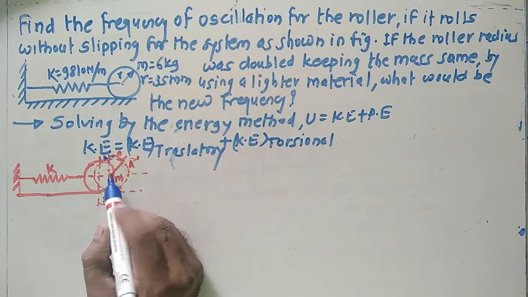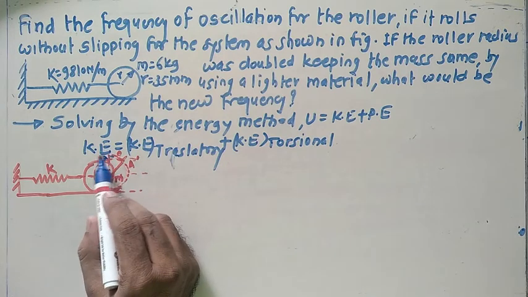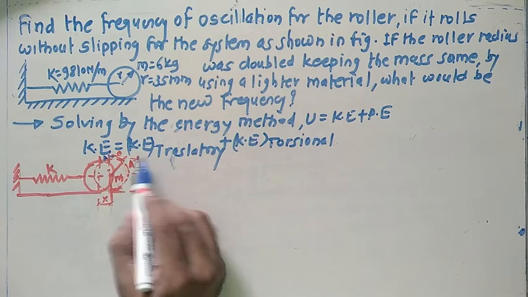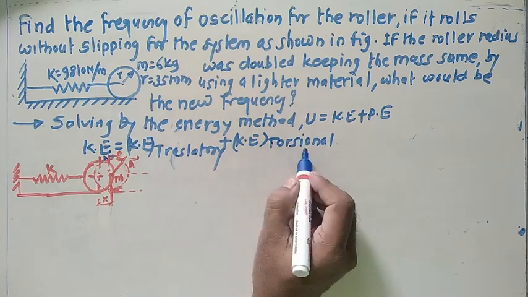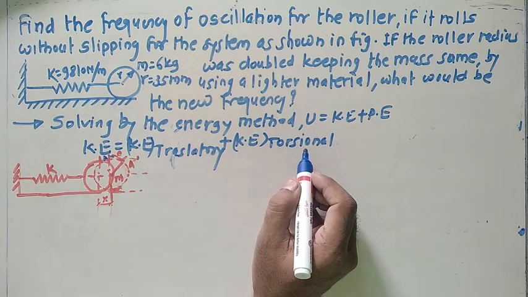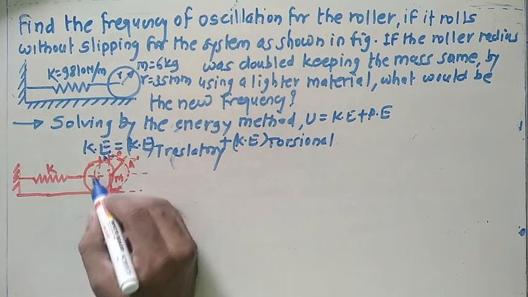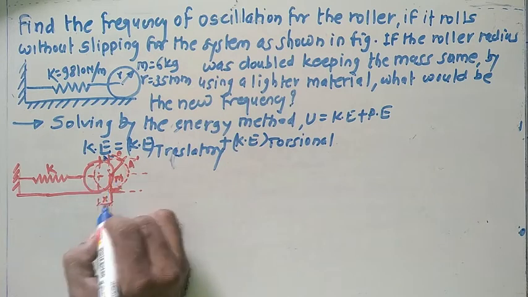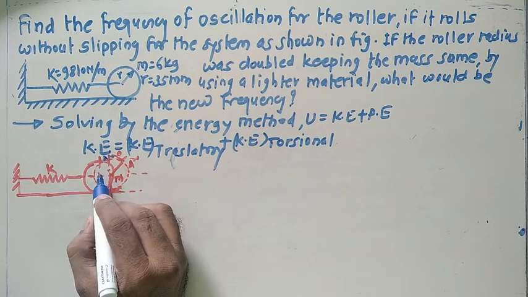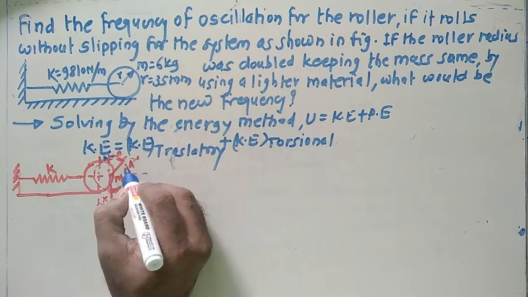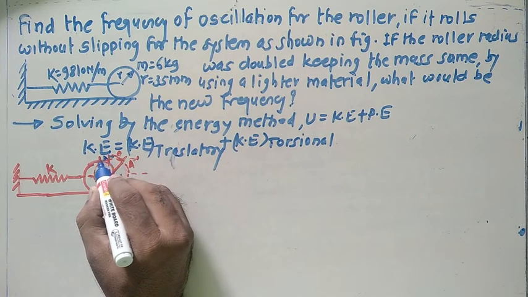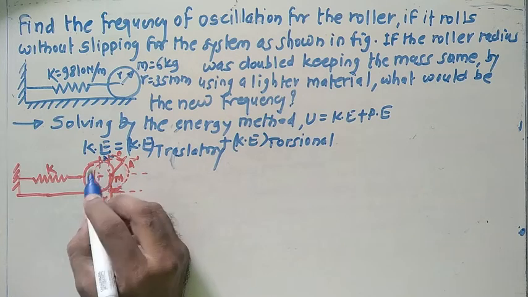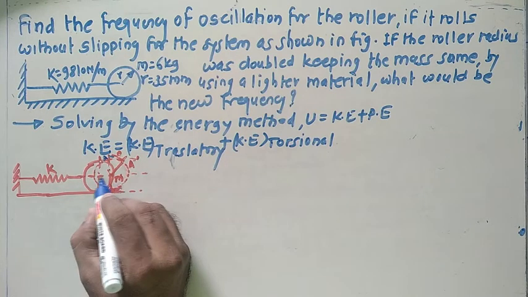Now if you look at this, there is kinetic energy possessed by this roller because of the translatory motion and because of the torsional motion. Another thing available here is when this roller moves by distance x. Just focus here. I'll say initially a point is here, and the center of the roller moves by distance x.